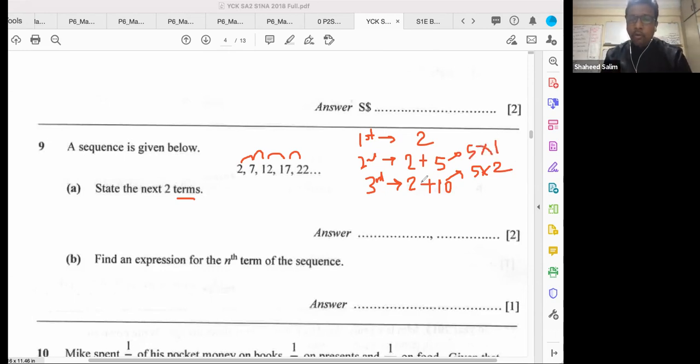Why am I breaking? You will look at the pattern. You have to see the pattern. Fourth term is 17, right? It's 2 plus 15. What is 15? You already know it's 5 times 3. Now, this number here will always be 1 lesser. Is it true? It's true.